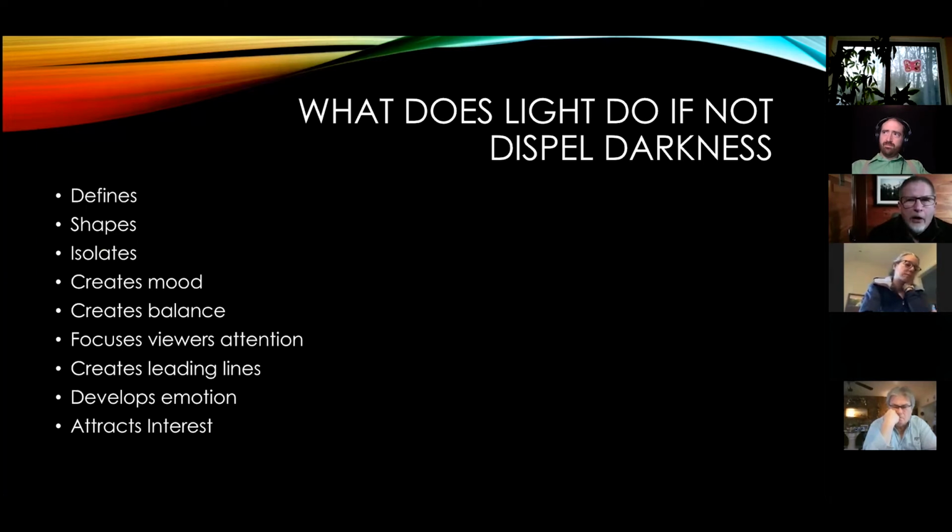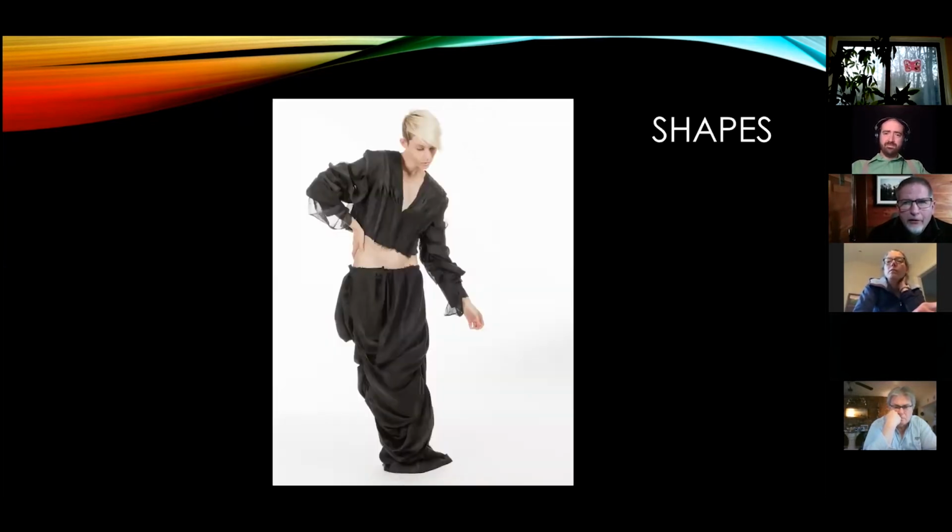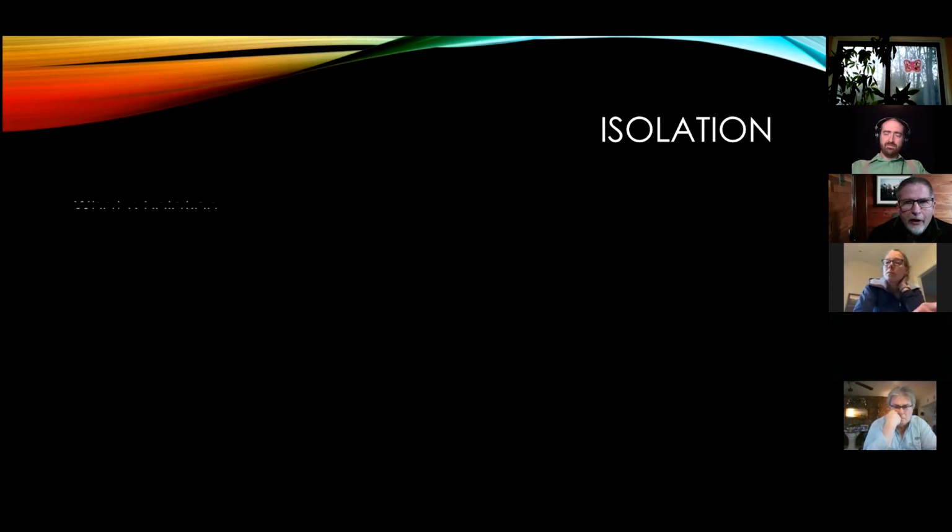What does light do? It dispels darkness, defines, shapes, isolates, creates mood. All of the shadows and light that we capture do all of these functions for us, and it develops that emotion. It creates the three dimensions that we need, and it attracts interest. There's nothing worse, in my mind, than what I consider to be a very flat image. So, light defines the shape, it defines and isolates.